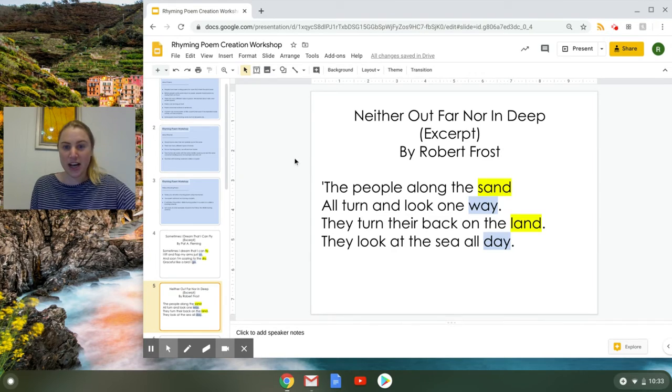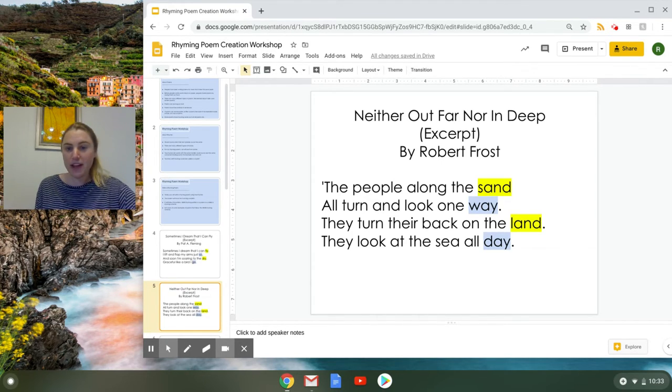The next poem is called Neither Out Far Nor Deep. And this is an excerpt from this poem. And this poem is by Robert Frost. So let's listen for those rhyming couplets.